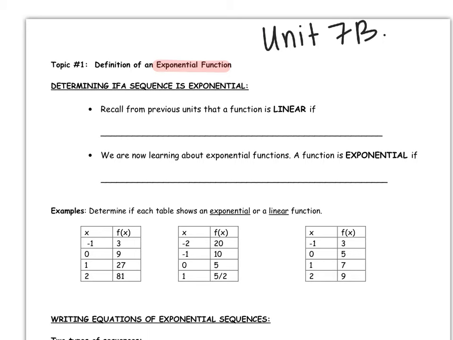So we just studied exponents. Now we're going to study functions that are exponential. We have recently studied linear functions, and as a reminder, we're going to start by filling in this sentence. We said, recall from previous units that a function is linear if, and what we learned last unit is if it has a constant slope.